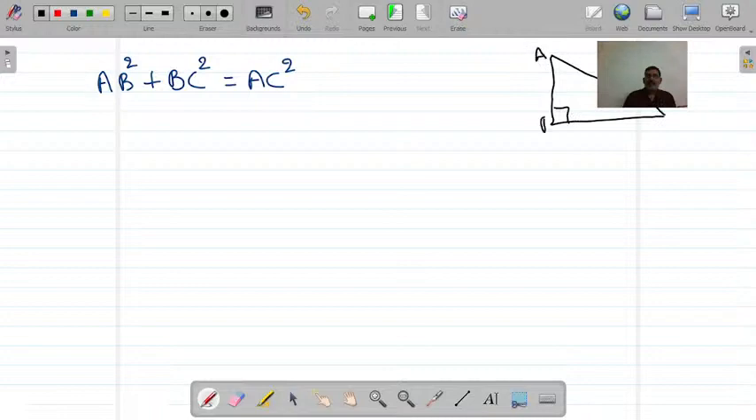This is A, this is... Of course, we know that this is right-angled. If this angle is theta, this is opposite, this is adjacent. And every time we know that hypotenuse square is equal to opposite side square plus adjacent side square.